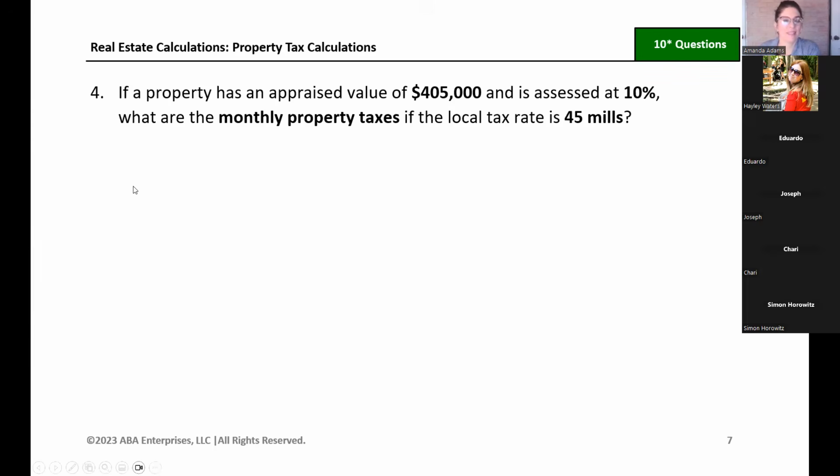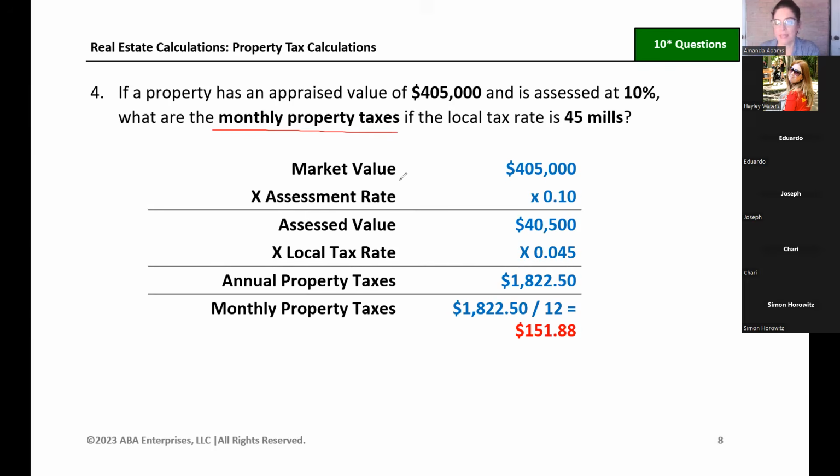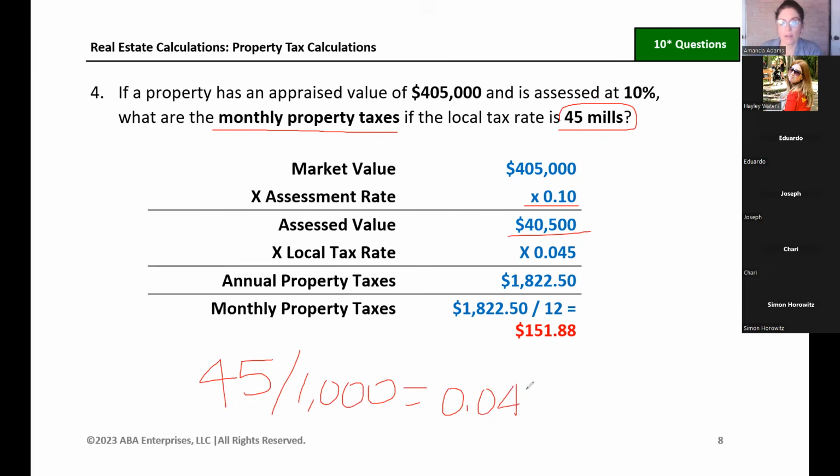All right. So remember, we're doing monthly property taxes this time. So 405,000 times 10% is $40,500. And then we have 45 mills. And remember, for mills, we're just going to divide by 1,000. So 45 divided by 1,000 will make it 0.045. So that's where we got that from, guys, okay?